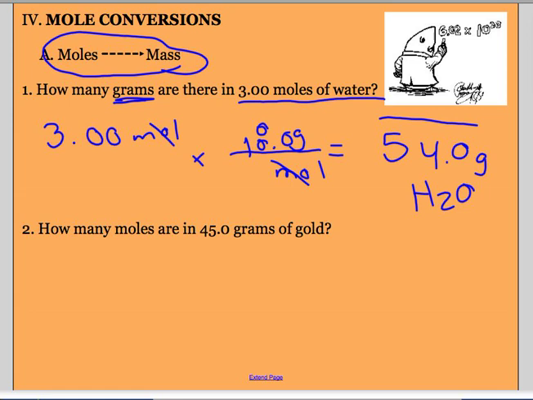And just so you're aware, you need all of this for your answer. So you need the number, you need sig figs, you need the unit, and you need the chemical. If you don't have that, you're not finished.